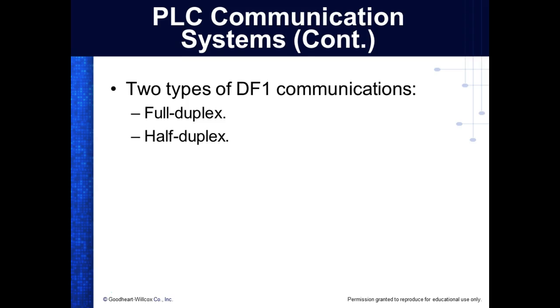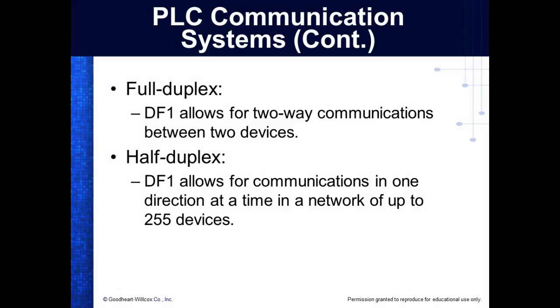Half duplex. Always runs two-way communication between 2 devices. Half duplex is communication in one direction at a time in a network of up to 255 devices. Now this is for DF1, so this is things. So hopefully you understand. We have to have a need, and I understand that. We need to be able to connect our computer to the device. So we're going to have to connect it through some standardized communication channel, right?